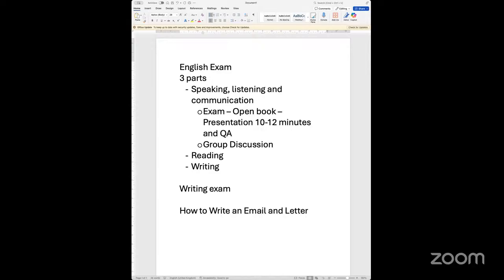The whole test is recorded. There will be an invigilator present, who will act as a coordinator, and he or she would essentially help you run the test and do the discussion and the presentations.